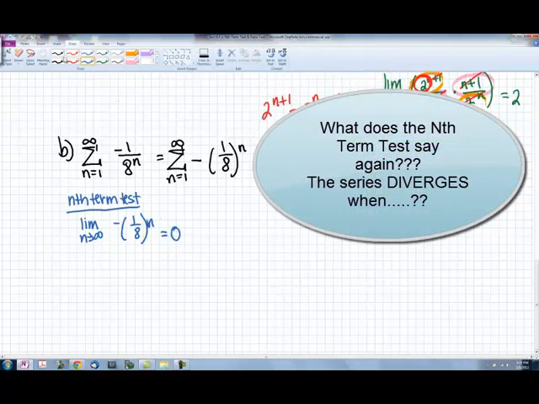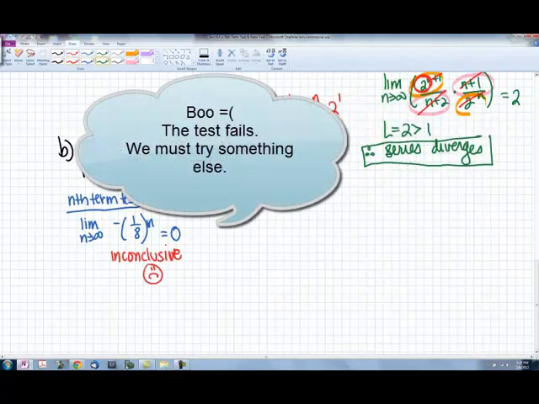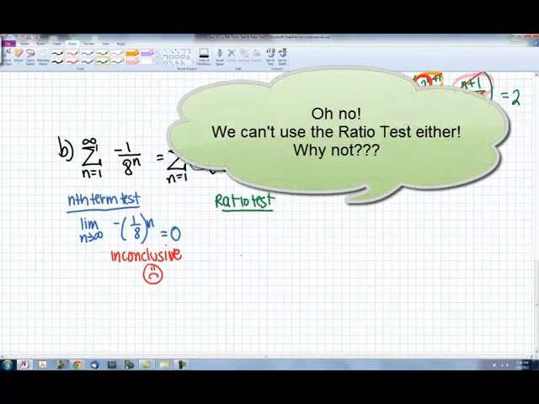Was this a good thing or a bad thing? Actually a bad thing, because we don't want it to be 0. This is inconclusive. Let's try the ratio test. Can we use the ratio test? Actually no, because all of our terms are going to be negative. So what's left? Those are the only two tests we learned how to use.